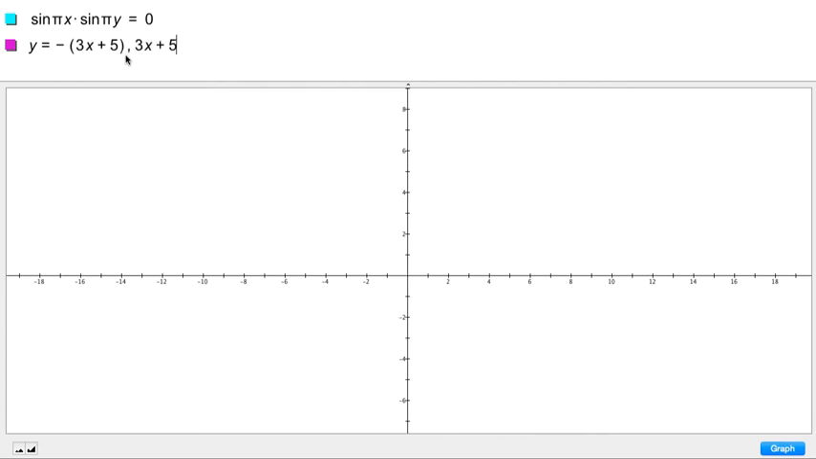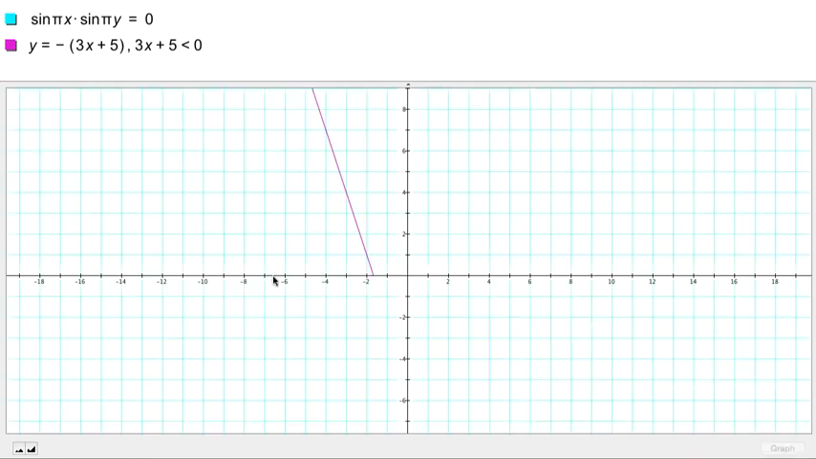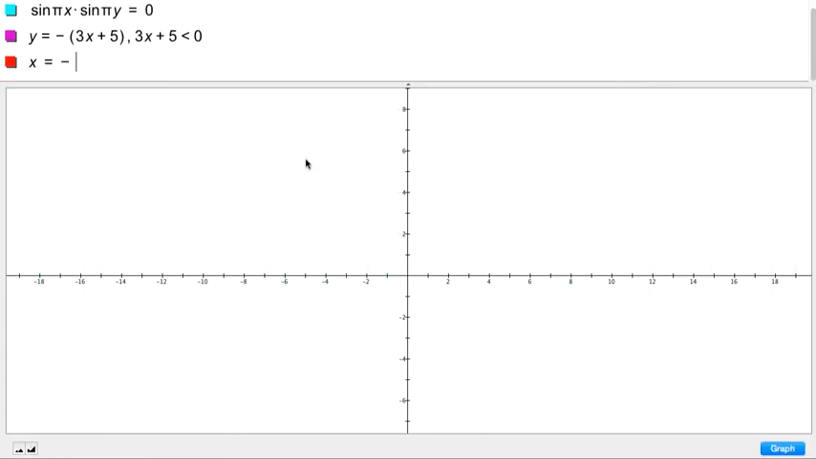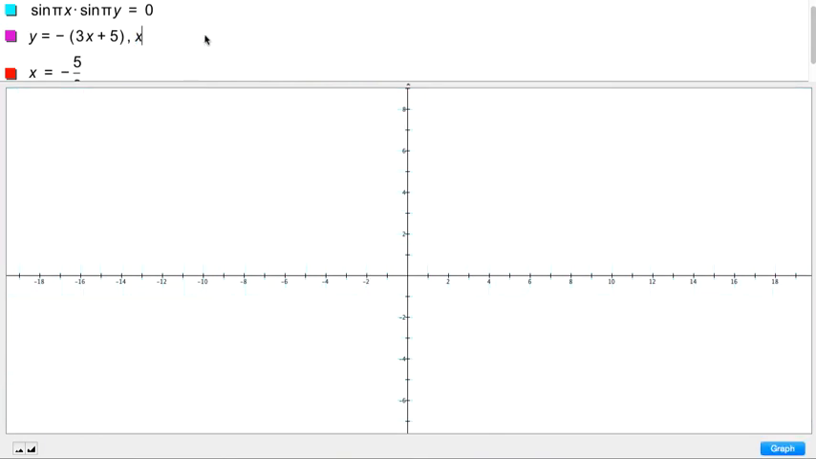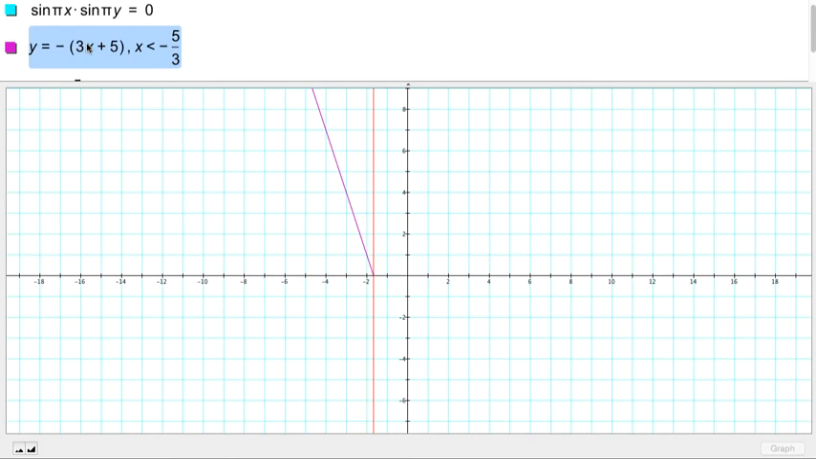Now in this program we can write it like this, and we can see at x equal to -5/3, that's where this graph is stopping its definition. But we can also solve this inequality for x and get that x is less than -5/3. Either way it works, it gives us the same thing.